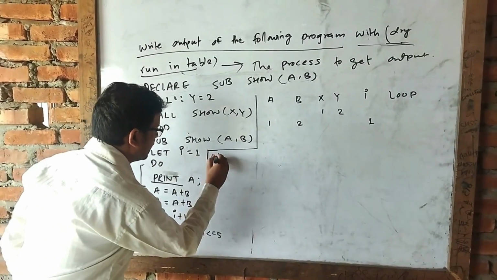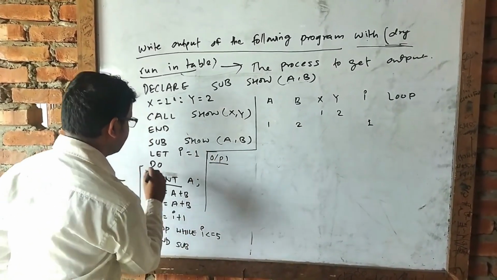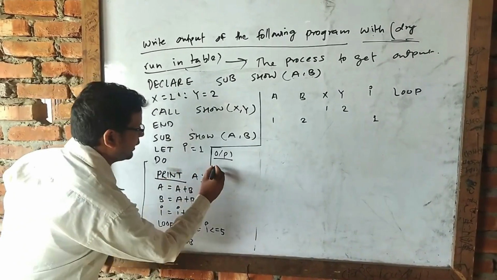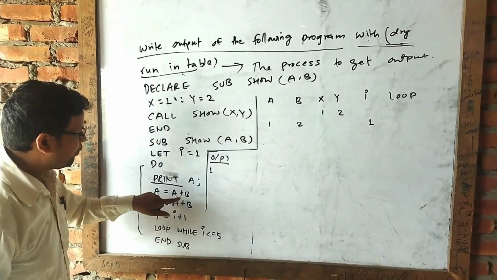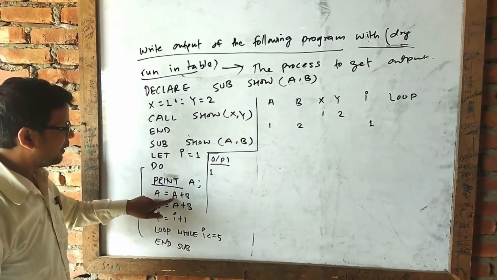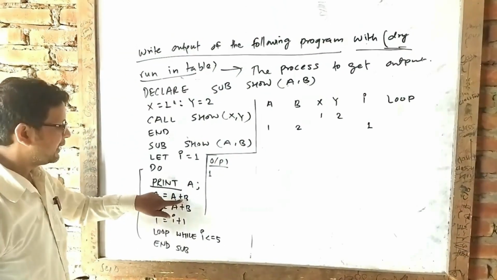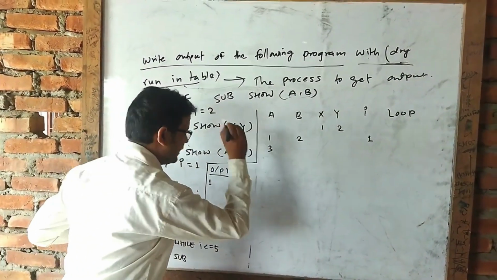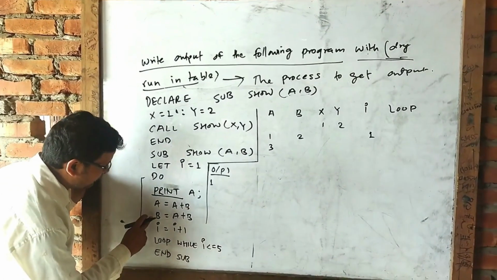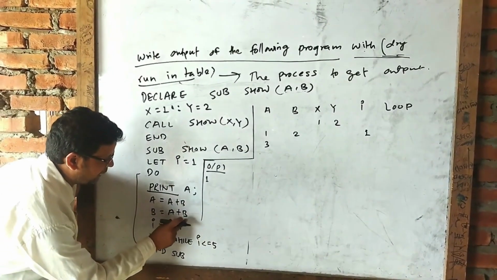So here, what is the output? First output is A, the value of A is 1. So you can write here 1. Now the value of A is A plus B, which means A is 1 and B is 2. Then A plus B, the value of A is 3. Then you can write here 3.